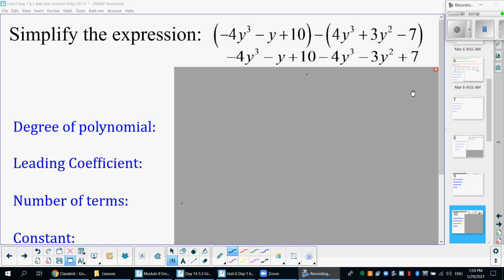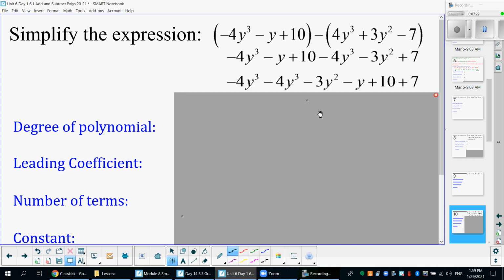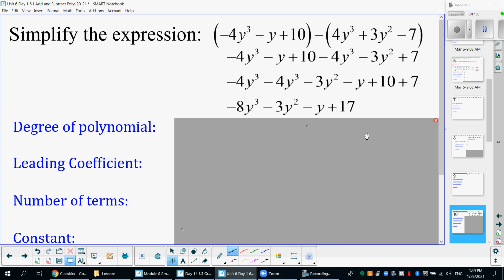Once I have that in mind, I'm going to look at grouping my like terms together. So looking at the degree of the term and matching those up. So I can see I have some powers of 3, then I have a power of 2, a 1, and some constants. And then I'm going to simplify by adding my like terms. So negative 4y to the third and negative 4y to the third, that would be negative 8y to the third. No like terms for my y to the second power, no like terms for my y to the first power, but I do have like terms for my constants, which would be 17.